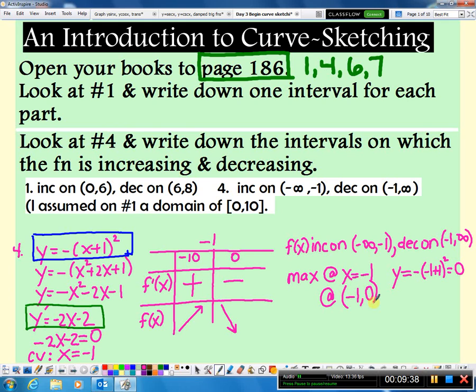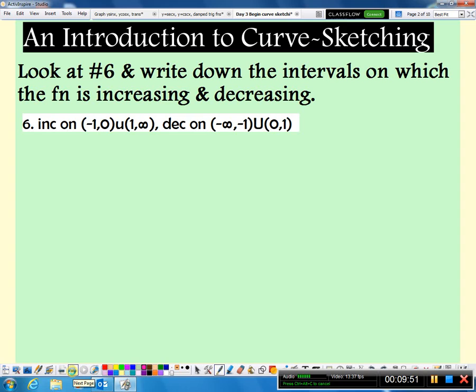And if you do look at the picture in the book for number 4, you should actually see that max point at negative 1, 0. So the algebraic work we do matches the book's picture that they were nice enough to give you. So what I'm doing is I'm showing you what to do when you don't have a picture and it's not just right there in front of you. So we're going to do the same thing on number 6.